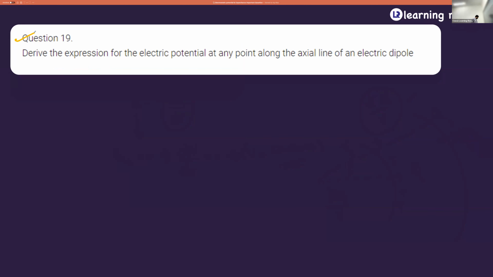I'll give you 2 minutes time. Derive this and show it to me. So this is a derivation. Derive the expression for the electric potential at a point along the axial line of an electric dipole. Derive this.